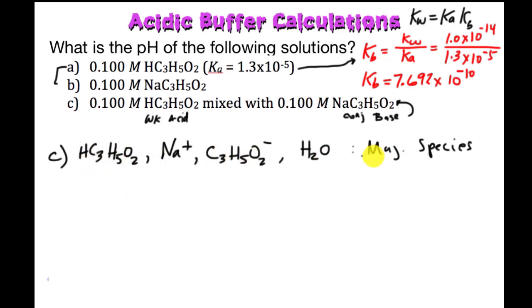As I analyze my major species, I'm keeping my weak acid together. I don't dissociate it into ions. So that's going to be my weak acid.